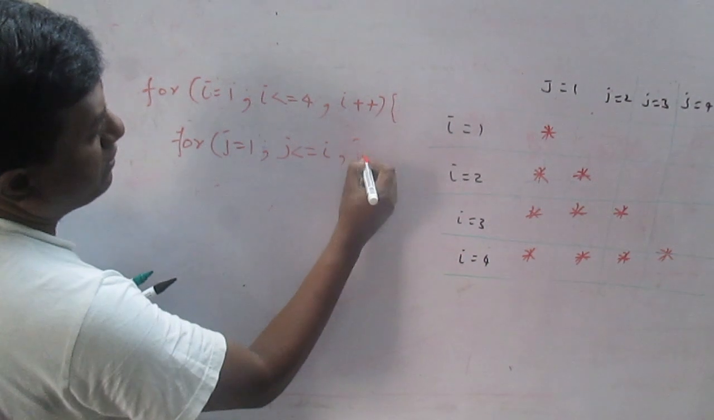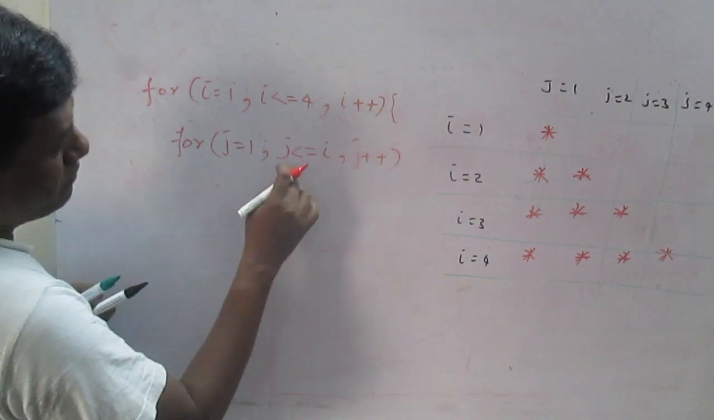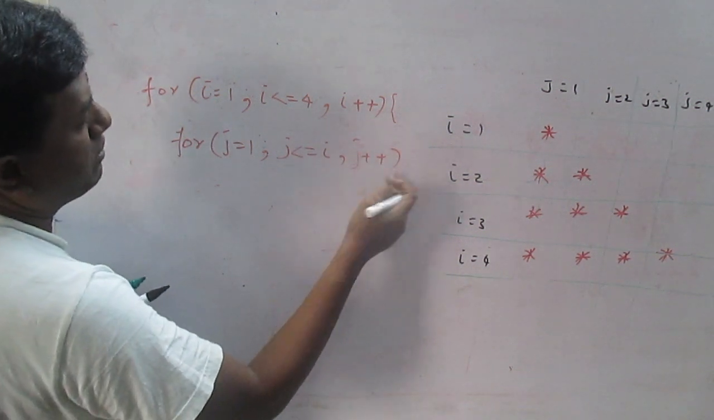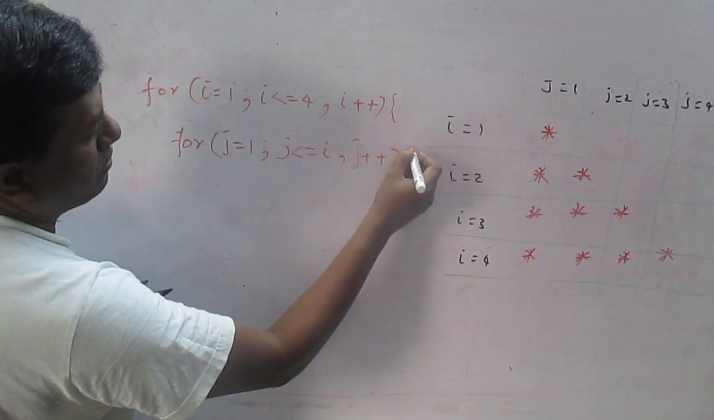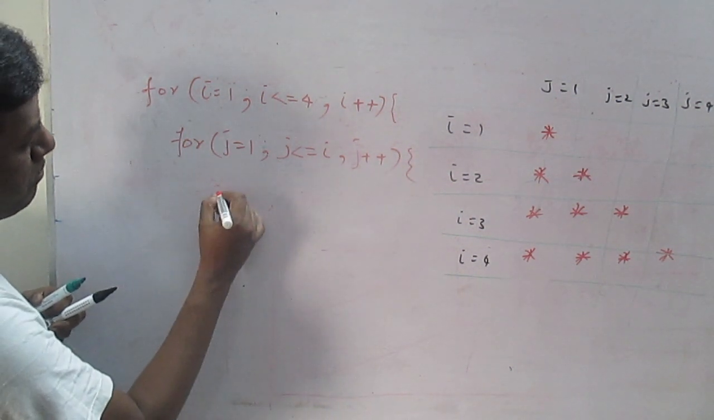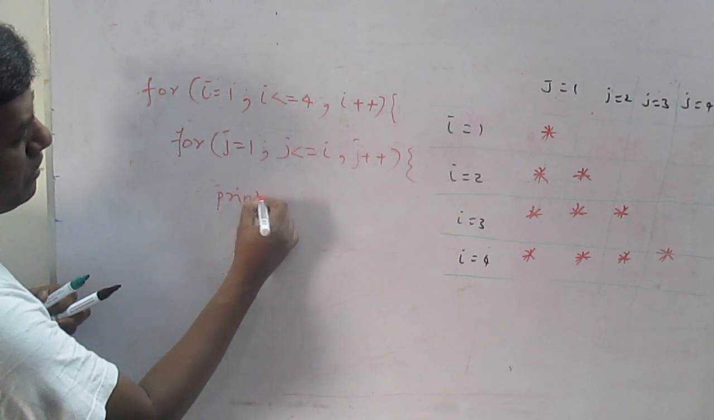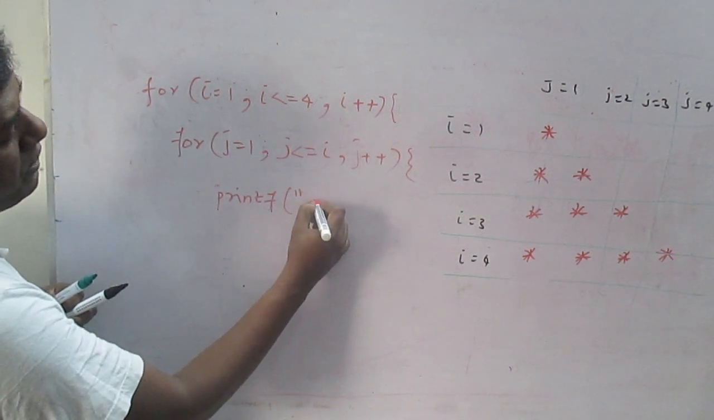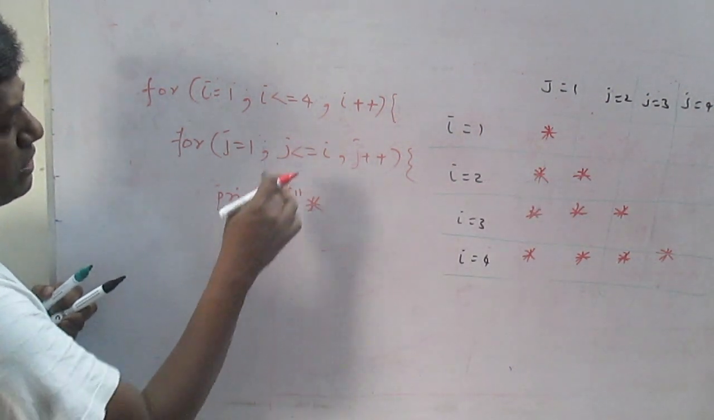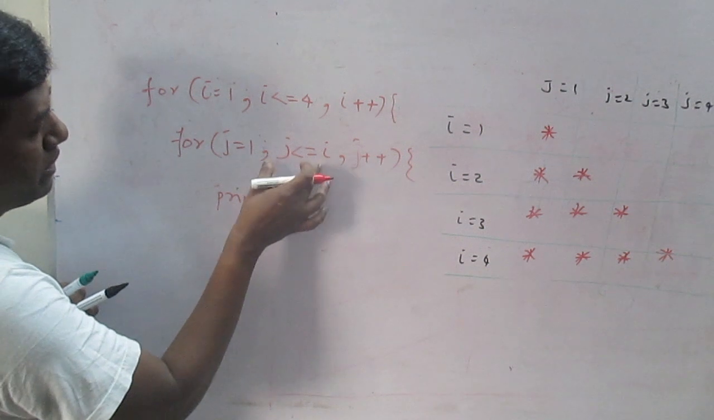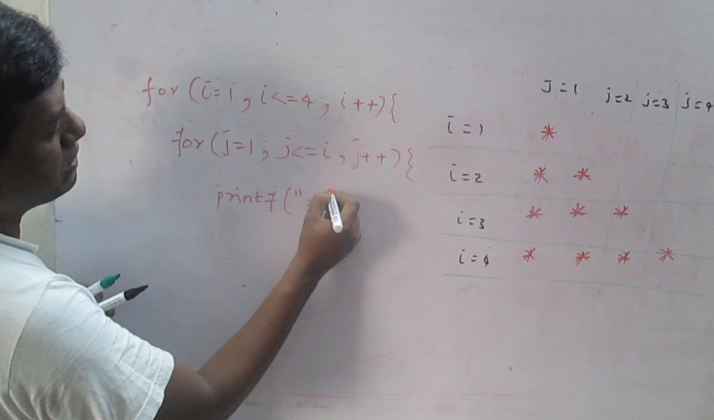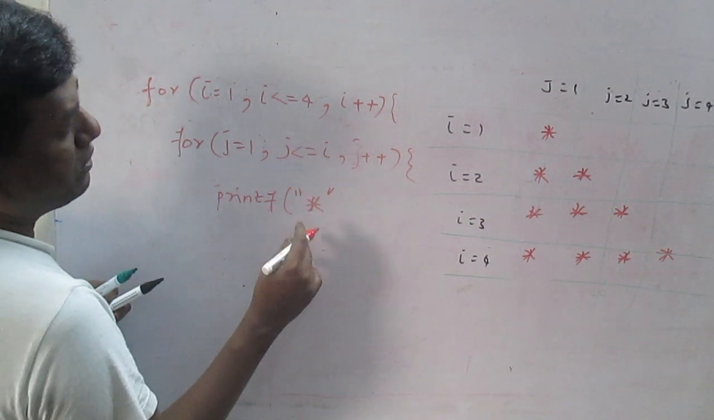So, j plus plus. Whenever we have j less than, obviously we will have the increment. That is the idea. Now we are coming into the loop, and we write printf. Once the condition in the loop is checked and we get inside, we want a star to be printed. So this is the idea.